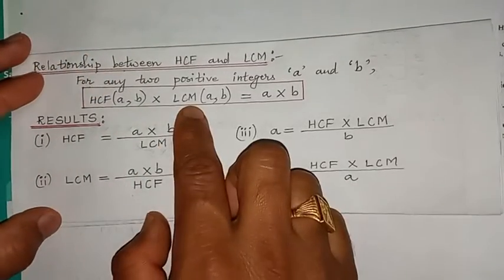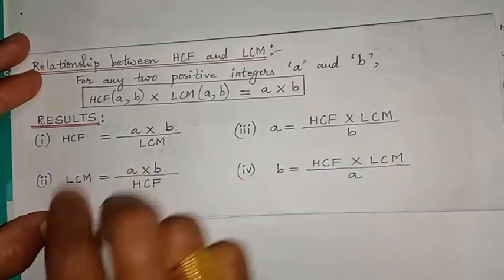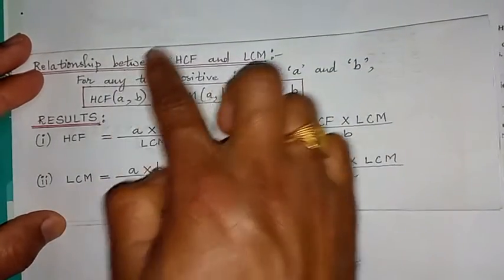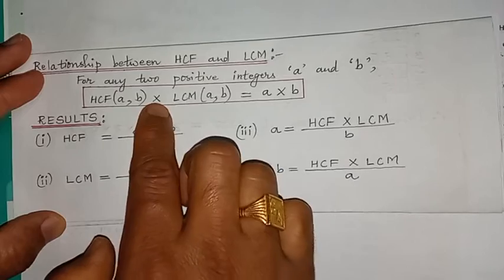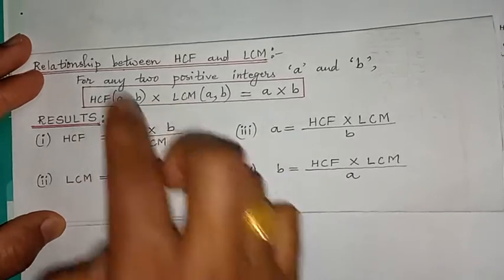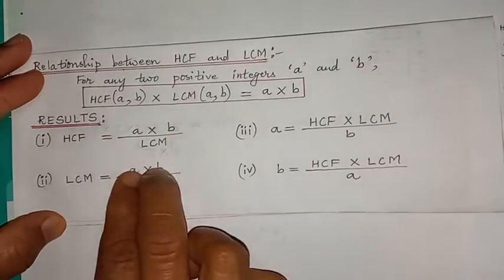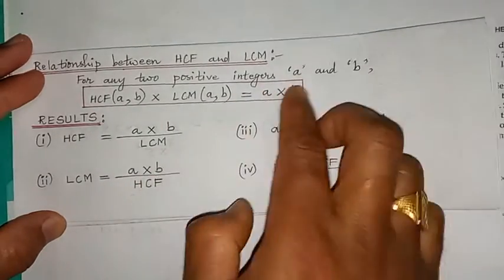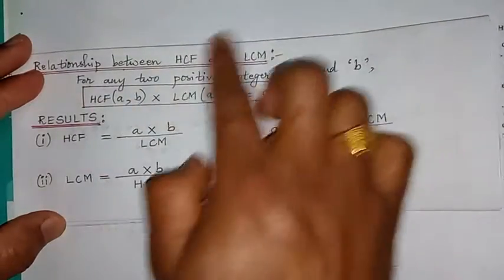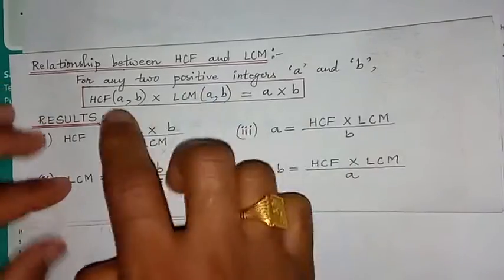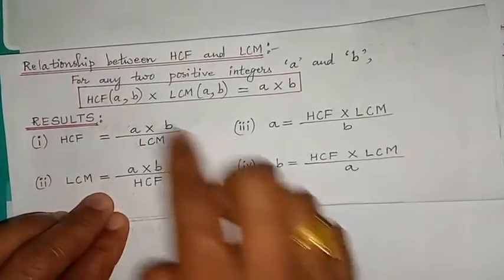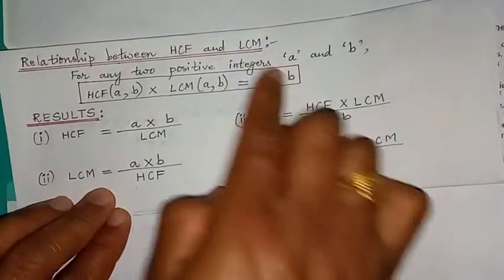Now the same thing for LCM also. If you keep LCM on the same side and take HCF to the other side, then HCF, which is multiplied here with LCM, will also become divide. A and B remain the same because A and B are on the right hand side. We are only moving HCF or LCM. So LCM will be equal to A into B divided by HCF. The HCF will go down. Okay, so what does this mean?